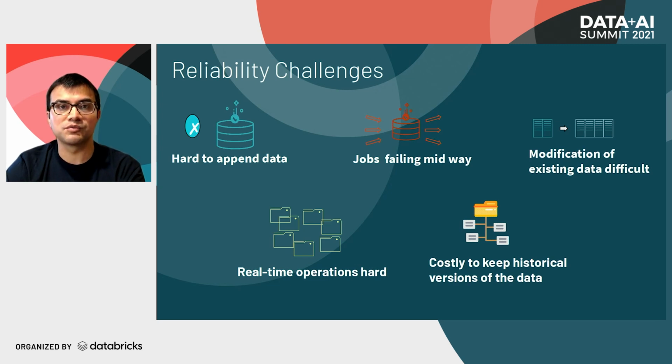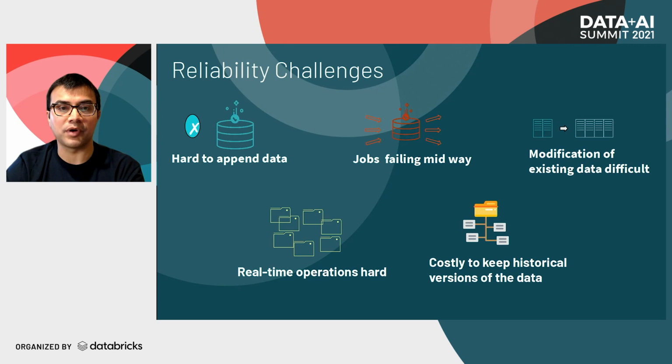Also, a lot of times we see that jobs keep on failing midway. And when an ETL job fails midway, then you could end up with corrupt data or incomplete data. Fixing this is often complicated and expensive. Also, we see modification of existing data is very difficult. For example, if you want fine-grained access control for requirements like GDPR or CCPA, then it can be very costly to make those updates to your records on a traditional data lake.